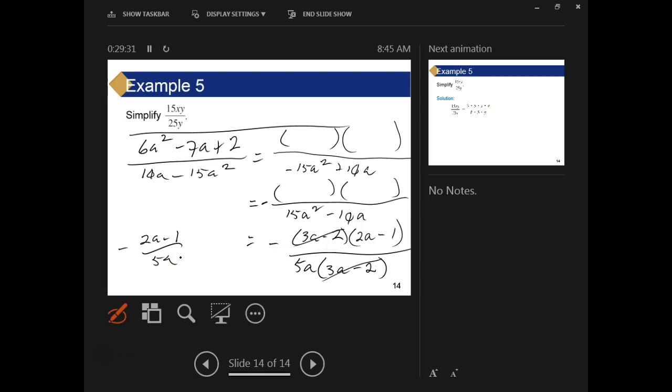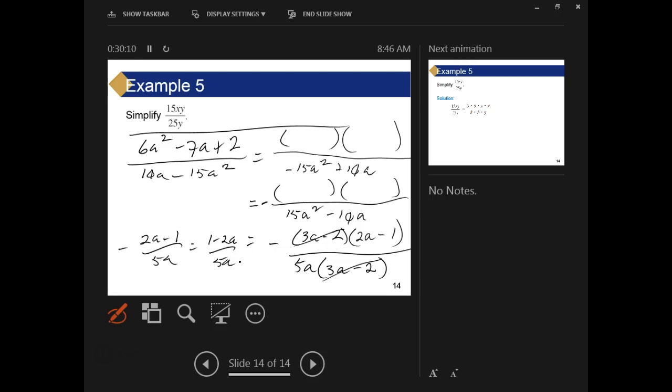Now that's a perfectly good, legitimate answer. However, there is another way to write it if you don't like the minus sign in front. Then flip these over like we were just talking about. You could also express that as 1 minus 2a over 5a. That's another perfectly correct answer. You just distribute the minus across the numerator. Even though it came from the denominator, who cares? It's out front now. So minus 2a plus 1, so write that as 1 minus 2a.